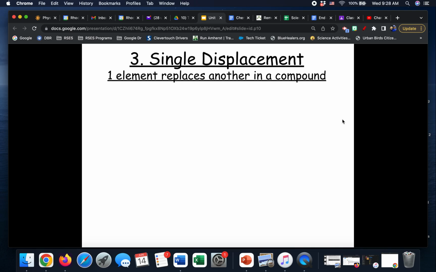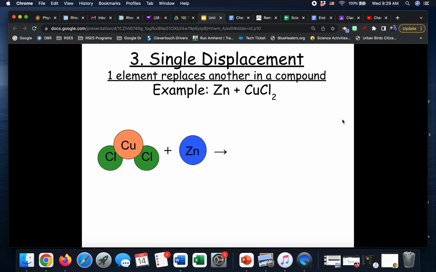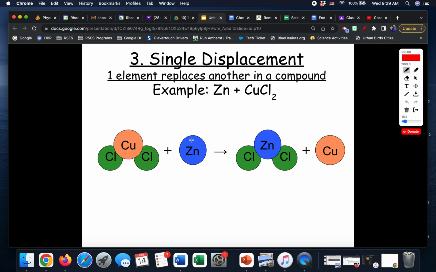Single displacement or replacement, if it says replacement, you're fine. Displacement or replacement will be the same. 1 element replaces another in a compound. So we look here, zinc plus copper chloride. There's our copper chloride, there's our zinc, and look what happened. Zinc replaced copper. So instead of CuCl, we have zinc with the Cls, and that puts copper by itself.